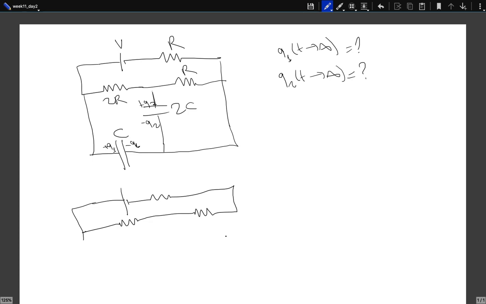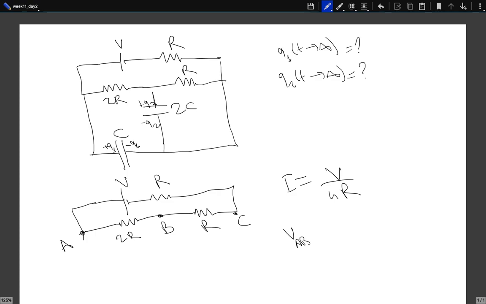This is V, this is R, this is 2R, this is R. What is the current running through the circuit? Well, the equivalent resistance is 2R, 3R, 4R. The current is V over 4R. Let me give some names here. This is the point A, this is the point B, this is the point C.